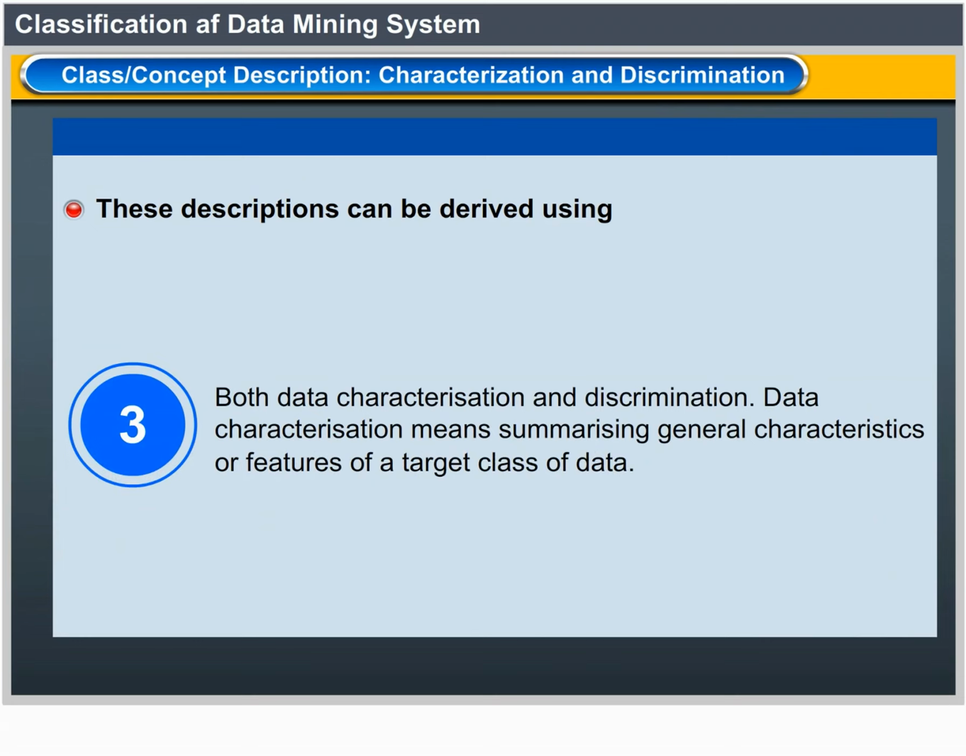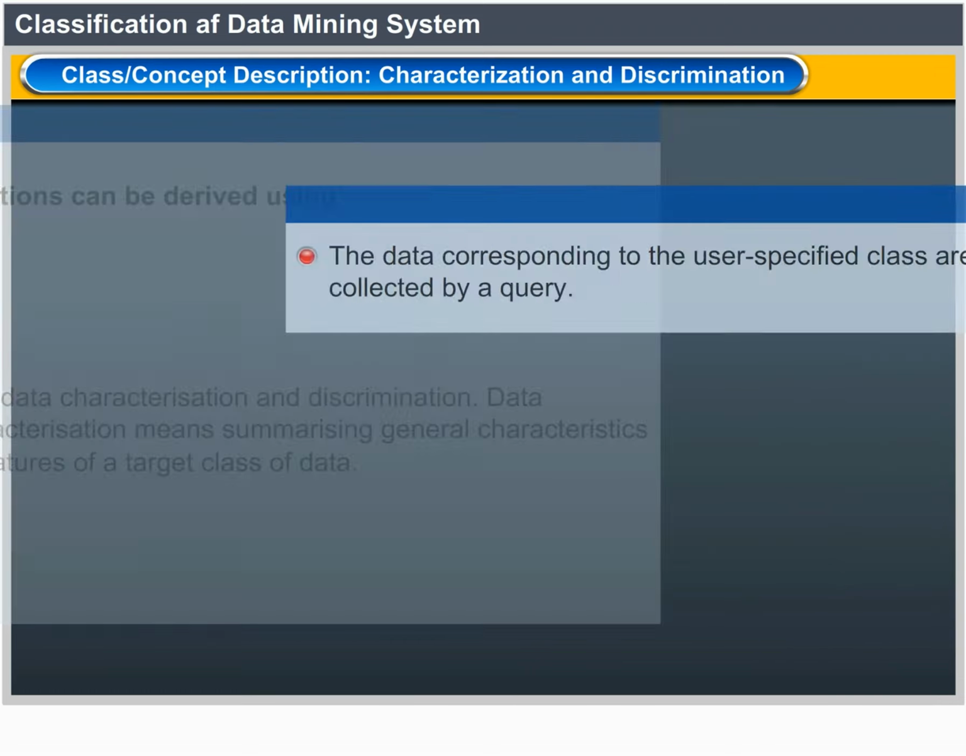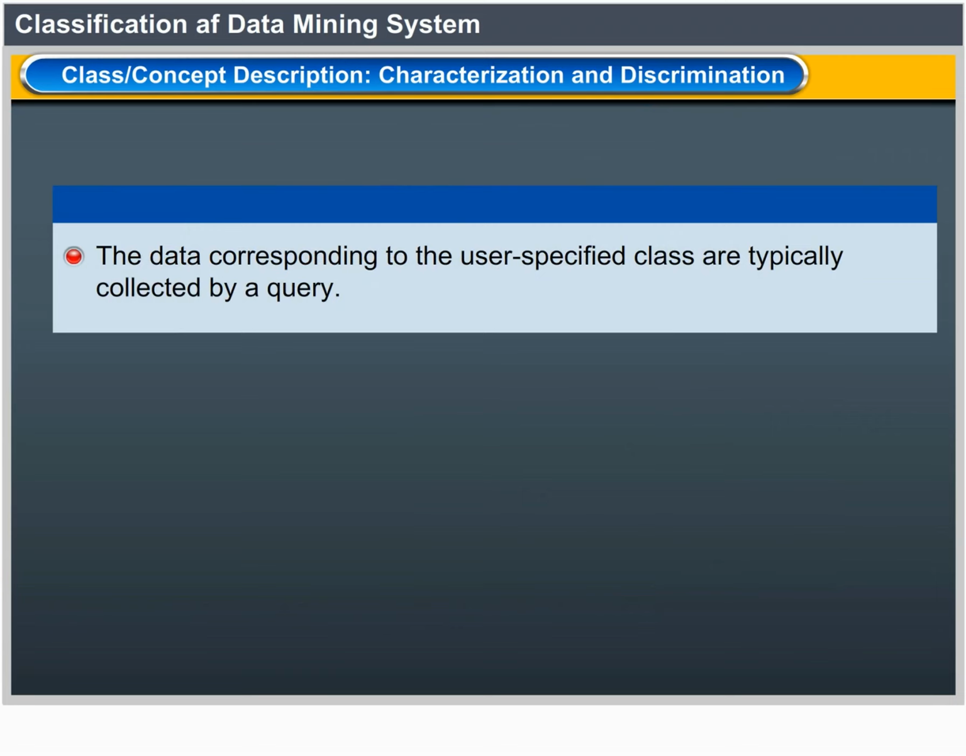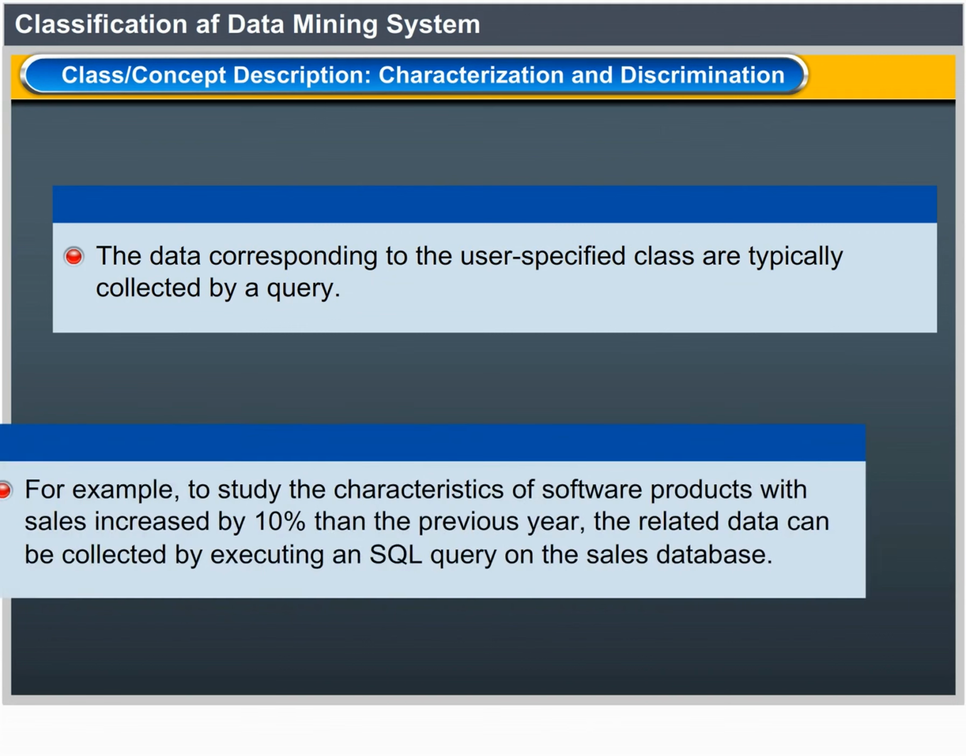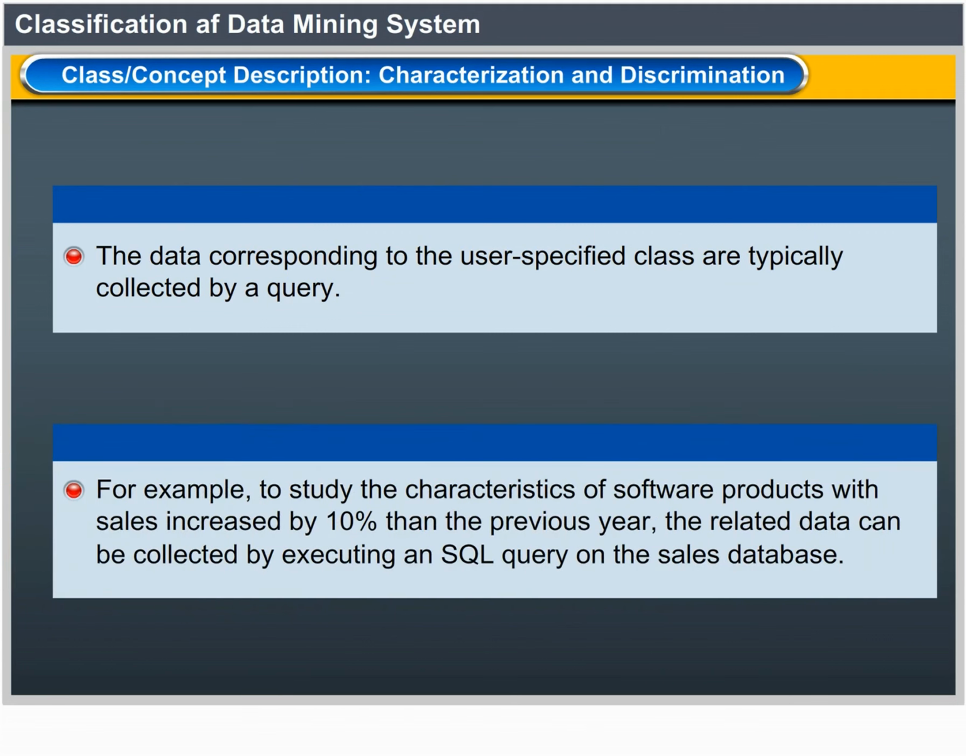Data characterization is a summarization of the general characteristics or features of a target class of data. The data corresponding to the user-specified class are typically collected by a query. For example, to study the characteristics of software products with sales that increased by 10% in the previous year, the data related to such products can be collected by executing an SQL query on the sales database.